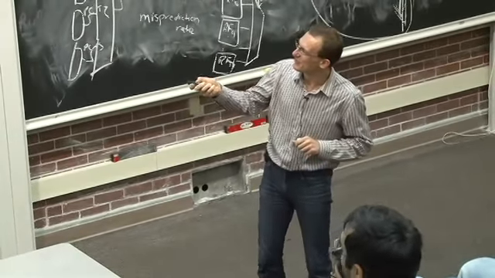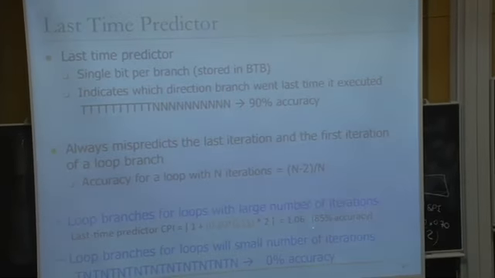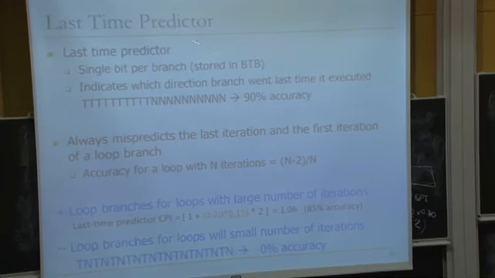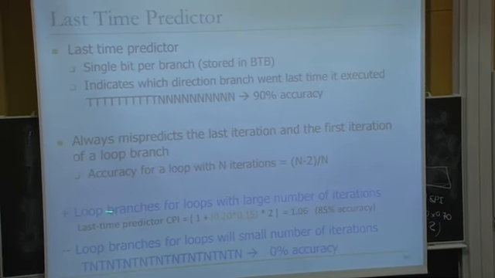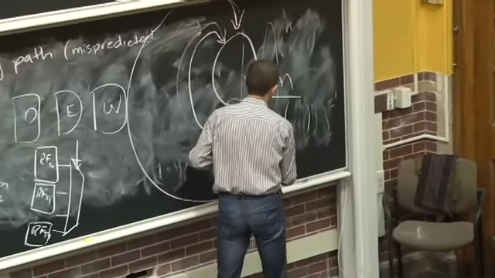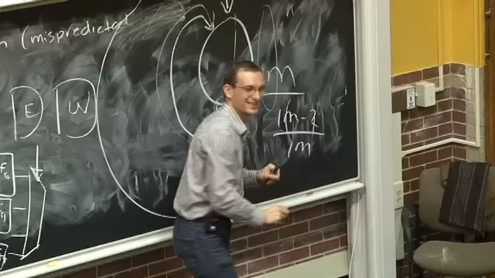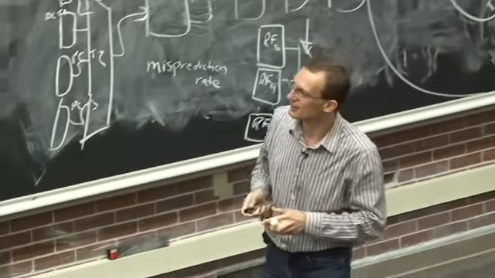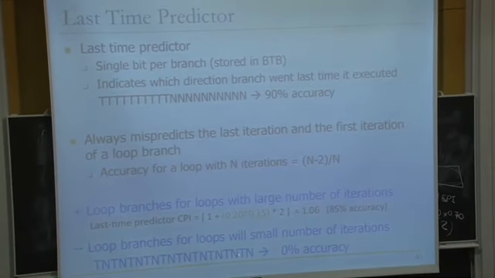Okay, so if you look at a loop branch with a large number of iterations, let's say you get 85% accuracy with this kind of last time prediction mechanism. Well, actually, this is misplaced. This is good for a loop branch with a large number of iterations, right? If this loop iterates 1 million times, your prediction accuracy will be 1 million minus 2 divided by 1 million, right? That's almost 100%. Let's ignore this case. I'll get back to that. But for loops with a small number of iterations, you can have 0 accuracy with the last time predictor.